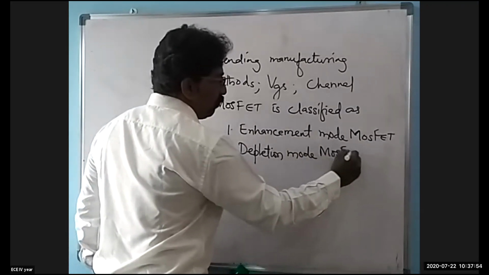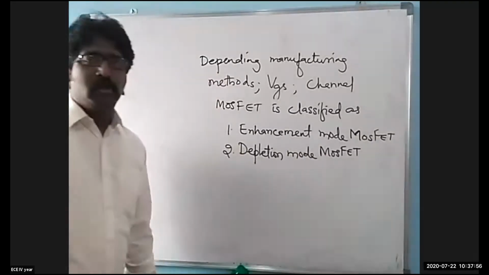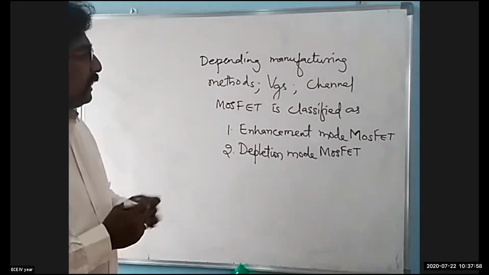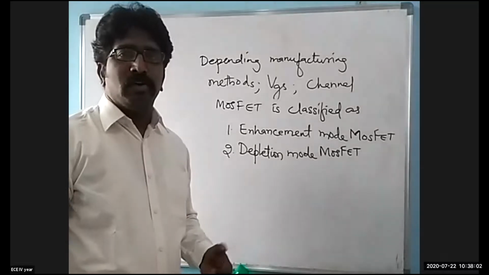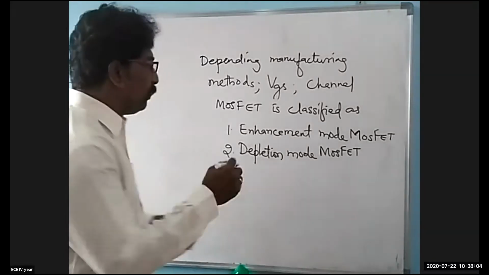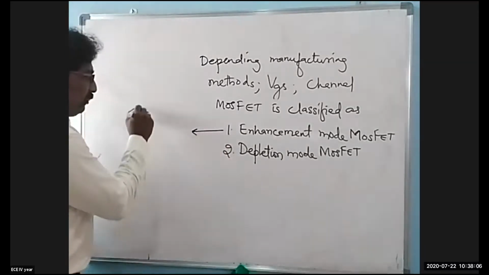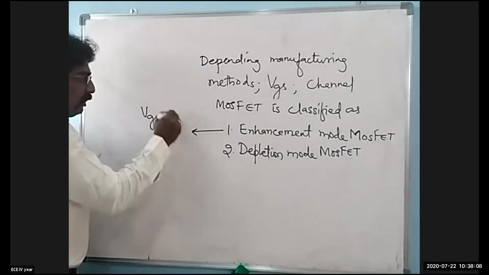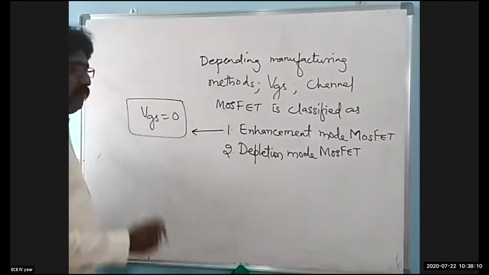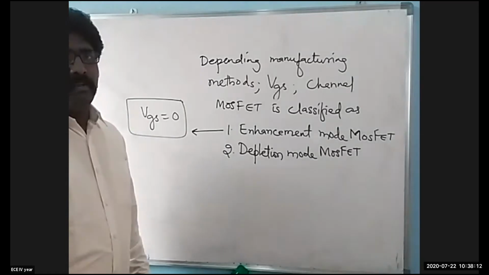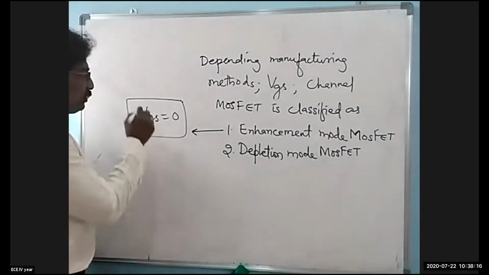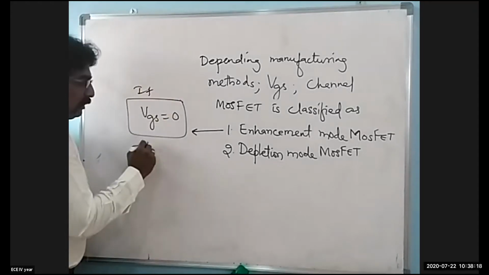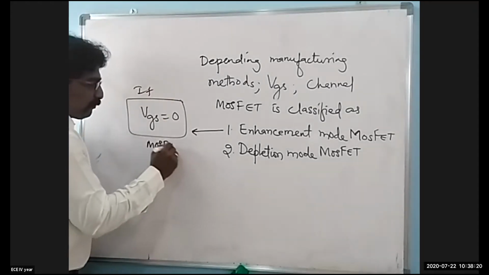Enhancement mode MOSFET and depletion mode MOSFET. Now coming to what is meant by enhancement mode. In the enhancement mode, if VGS is equal to 0, your MOSFET will be in an off state. The MOSFET will not be working. If VGS equal to 0, then the MOSFET is off.